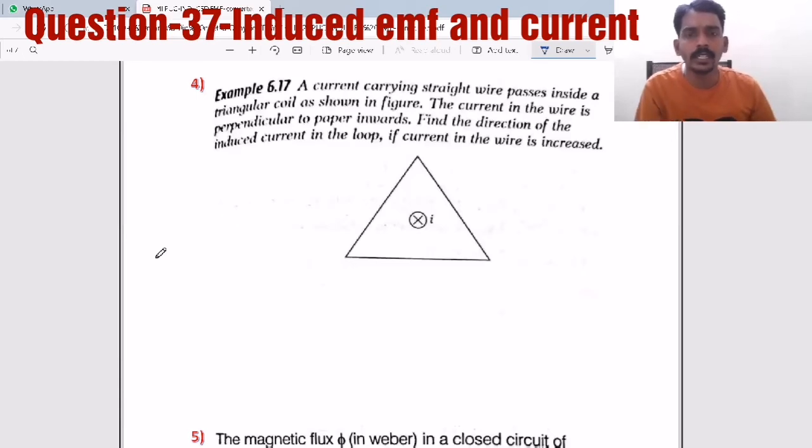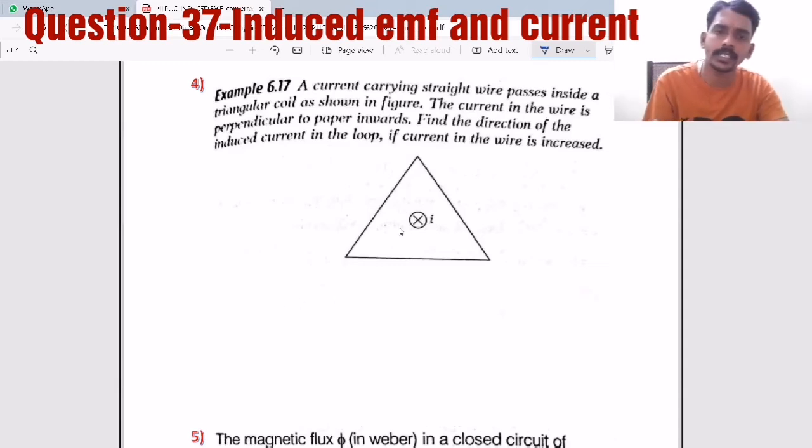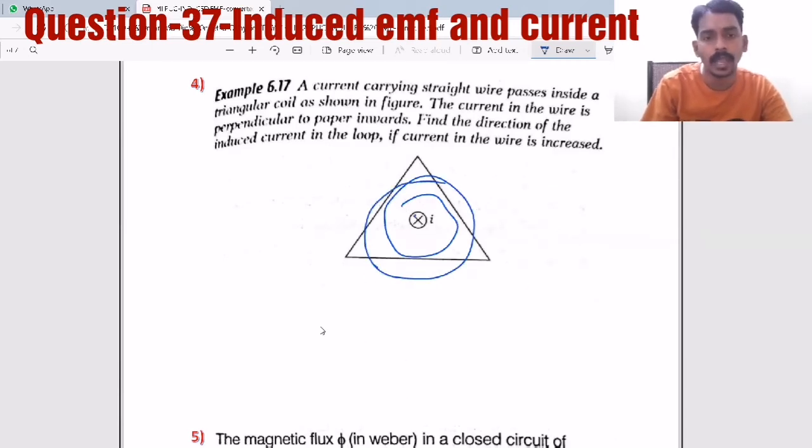Now a current carrying straight wire passes inside a triangular coil as shown in figure. The current in the wire is perpendicular to paper inwards. Find the direction of the induced current in the loop if current in the wire is increased. See here current is increasing. So the wire is inward, that means you can find the magnetic field direction like this. So the magnetic field will be there around like this in the form of circles.